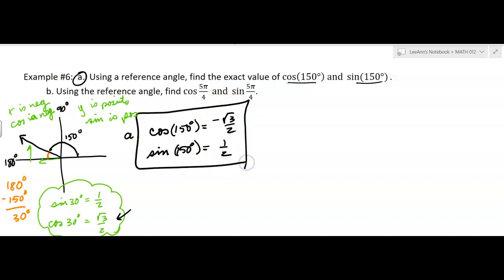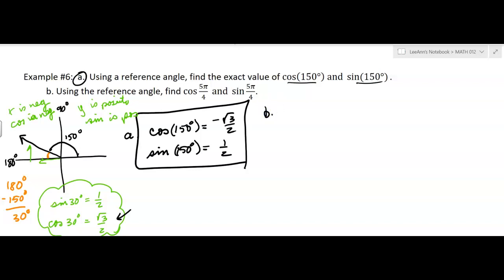So I put all that information together. I draw a picture, I figure out the reference angle, I remember what the cosine and sine are for the reference angle, and then I figure out which one's negative and which one's positive. That's the long way, but it's good to think about those things, because not everything's a special angle, not everything's on the unit circle.